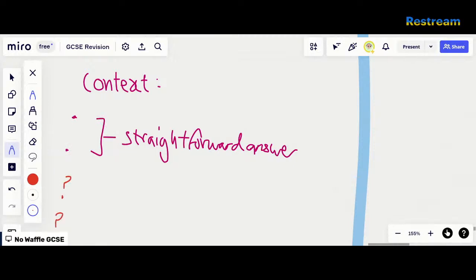So we then have, after the 2 straightforward points, 2 things that will be marked with a question mark. Now this means that you need to ask a question. If you're doing higher, then you'll be asking 2 questions. If you're doing foundation, you'll be asking 1 question.